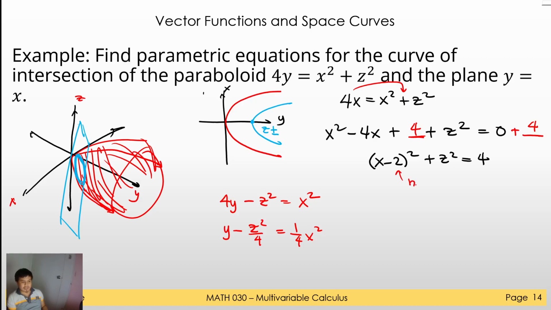So this will be your h. H is equal to 2, and then we have k is equal to 0, and then your radius will be 2. So therefore, this is a cylinder that extends infinitely to the other side as its projection. But we are only interested in this portion. So how do we find this portion? We want to first convert this.